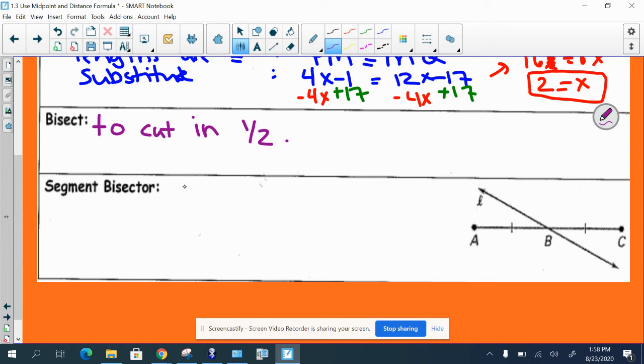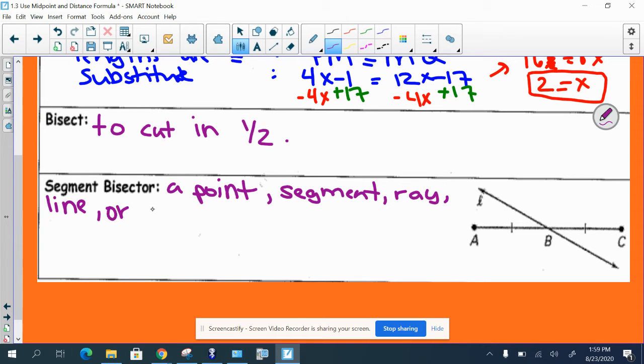So a segment bisector is anything that cuts a segment in half. So what do I mean by anything? A point can be a segment bisector. Another segment, a ray, line, or even a plane that intersects a segment at its midpoint.